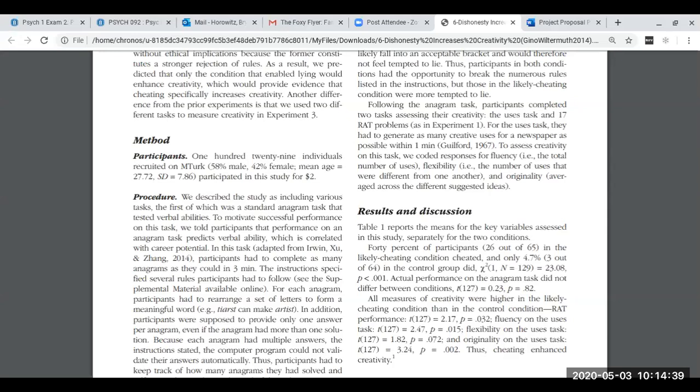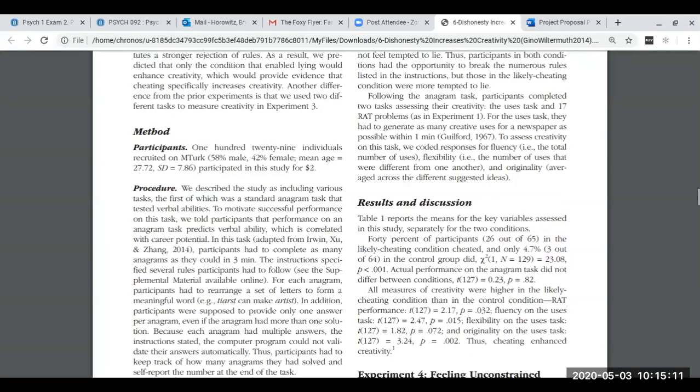All measures of creativity were higher in the likely cheating condition than in the control condition, as would be expected. Fluency on the uses task, flexibility, and originality, thus cheating enhanced creativity in all three of those areas that they coded for. We saw a lot more in the likely cheating group. Did they control for creativity? Not really sure, and I don't know how they would do that necessarily.